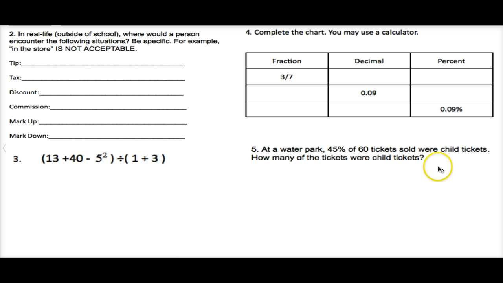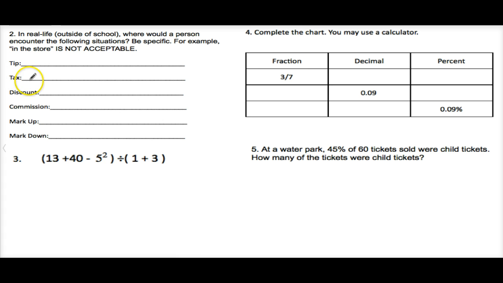All right, for number two, the real life outside of school, where would a person encounter the following situations? Be specific. For example, in the store is not acceptable. So what I'm expecting you to find for tip is you could say something to the effect of, you're paying someone for a service that they do for you, like at a restaurant, or like the pizza guy brings you pizza, you could tip him there.